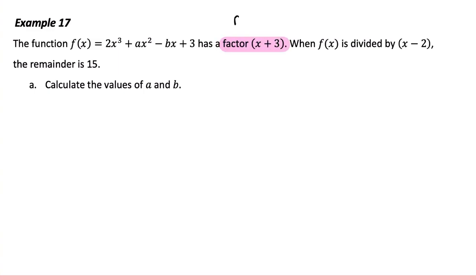That means that when I substitute in the solution of -3, I should get a remainder of 0. And then the next one is that when it's divided by this, the remainder is 15. So that means when I sub in the solution of 2, I should get a y value of 15. So I've now gone ahead and gotten 2 points. I can simply substitute them in and be able to find my factors from there.